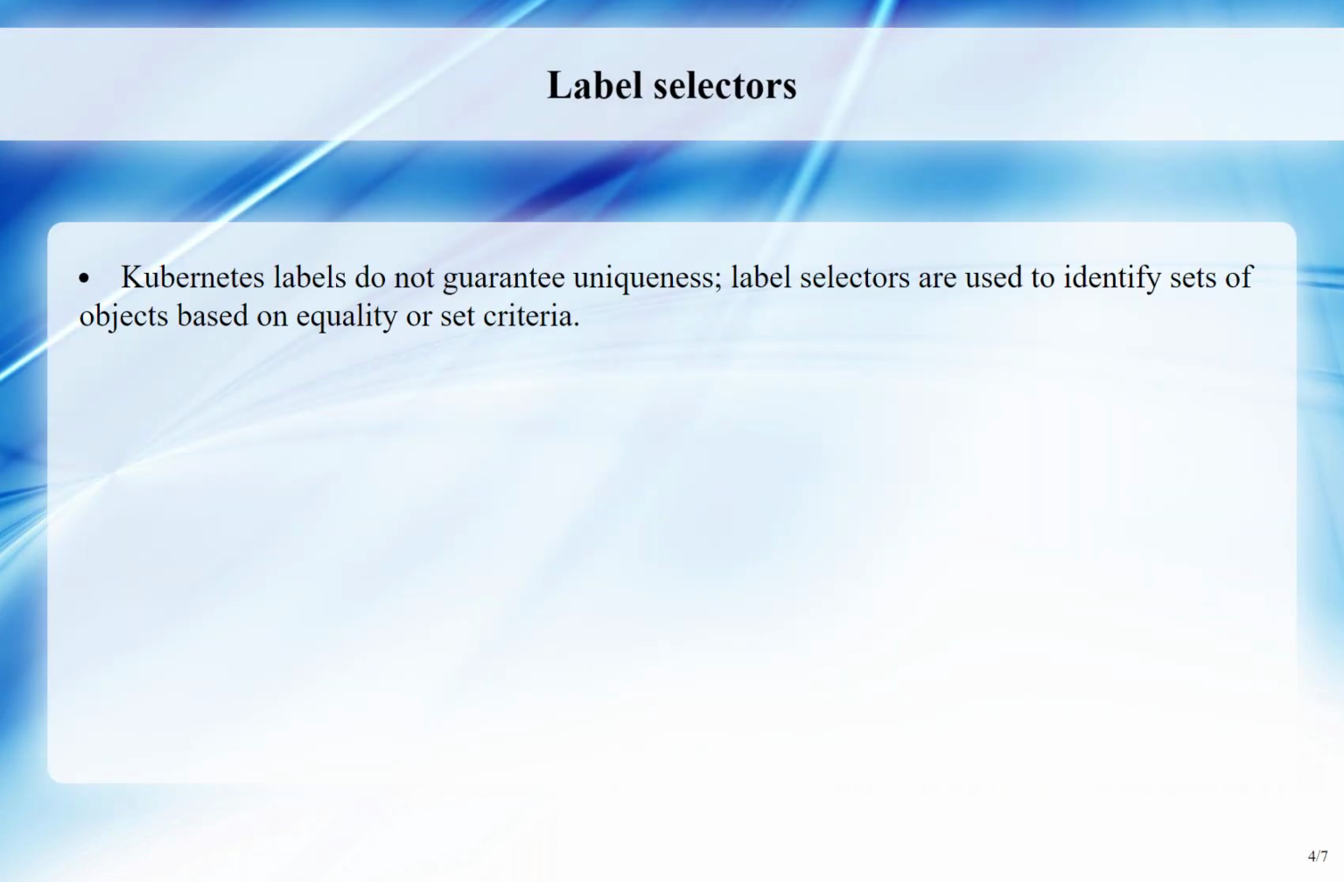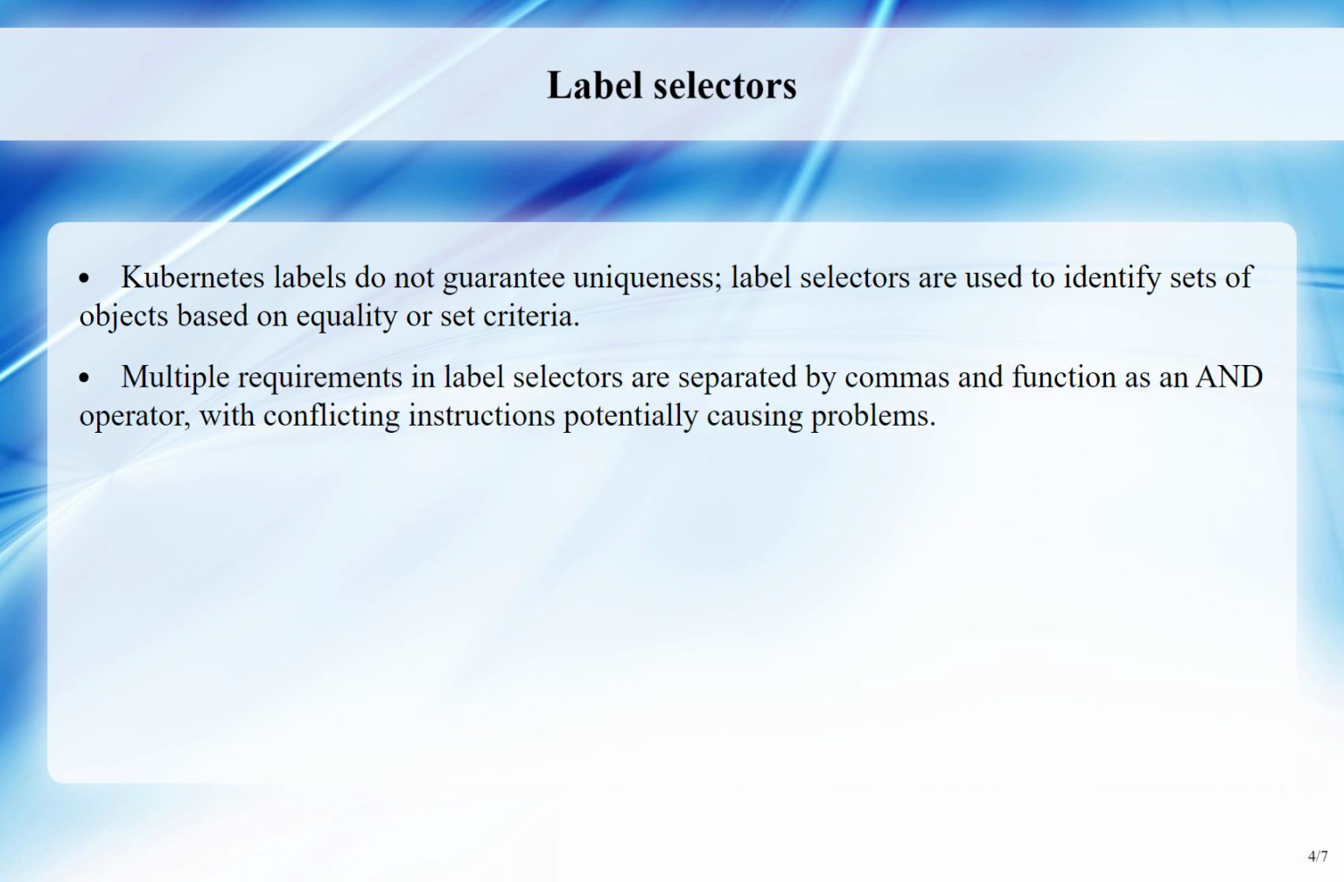Label selectors. Labels in Kubernetes do not provide uniqueness, as many objects can have the same labels. A label selector is used to identify a set of objects with two types supported, equality-based and set-based. Multiple requirements can make up a label selector, separated by commas and acting as an AND operator. API types using selectors should document their validity and meaning, as conflicting instructions can cause issues.